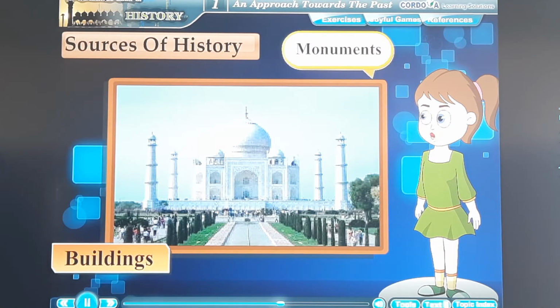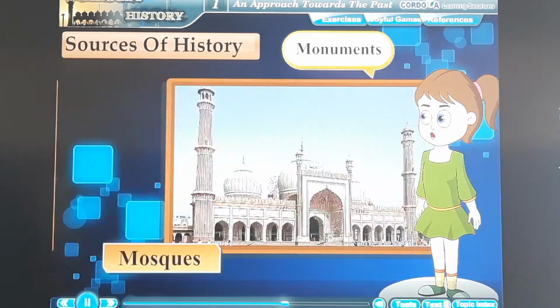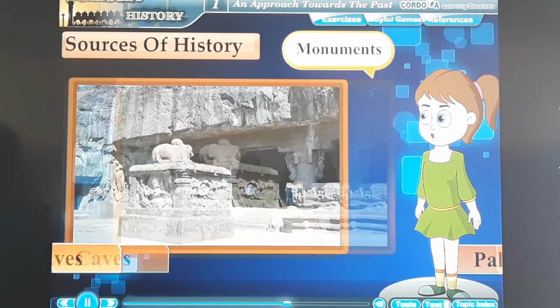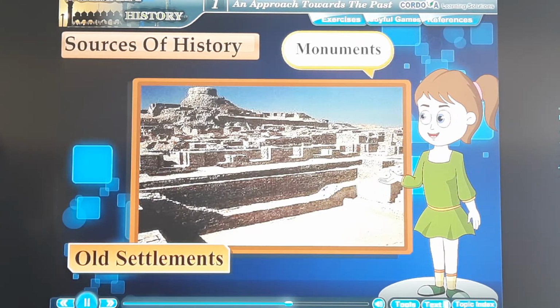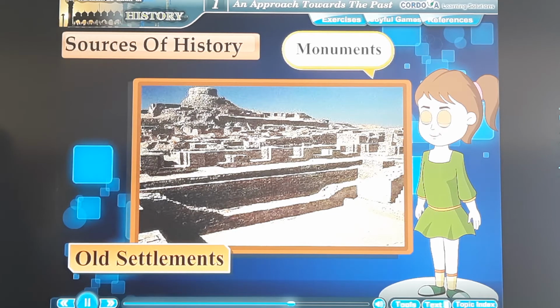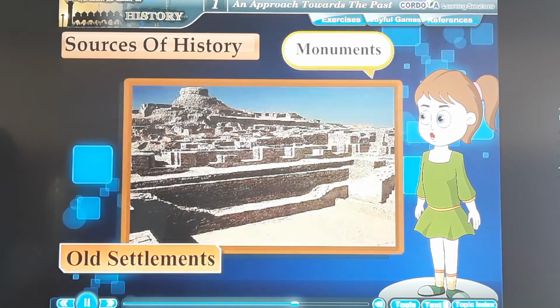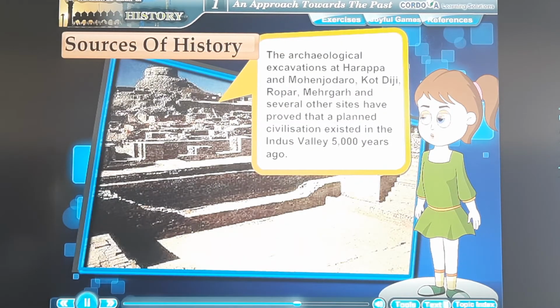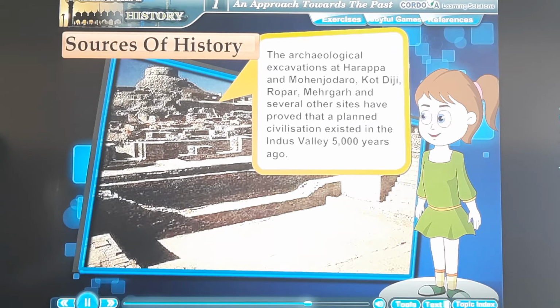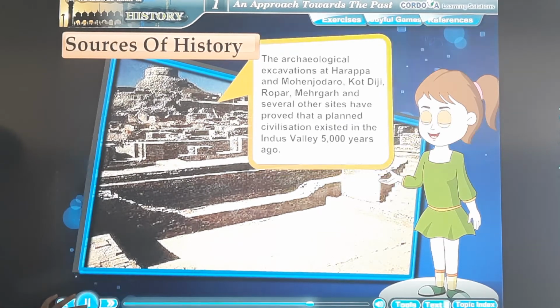Monuments. Old buildings, ruins of old buildings, temples, stupas, mosques, tombs, caves, palaces and old settlements which are historically important and provide important information of our past heritage are called monuments. The archaeological excavations at Harappa and Mohenjo-daro, Kot Diji, Ropar, Mehergarh and several other sites have proved that a planned civilization existed in the Indus Valley 5,000 years ago.